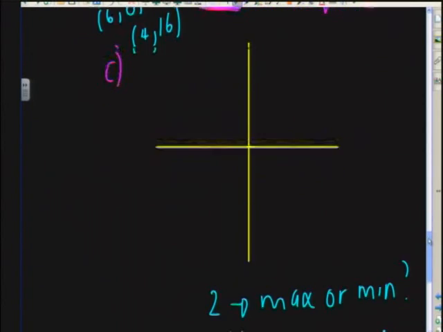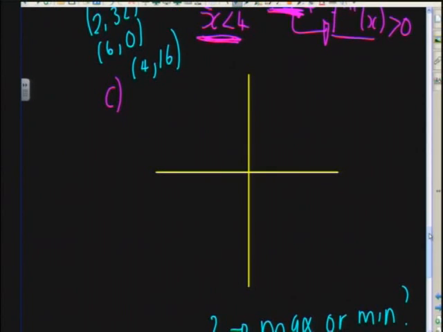Right, I'm just going to plot the points now. So we've got 2 and 32, and as I say, this is not to scale. So 2 and 32 is one of the turning points. 6 and 0 is another one. And then we know that in between there, at x equal to 4, we had our point of inflection. So we're going to have a graph that looks like this. It's going to turn at 2 and 32, and then come down and turn again at 6 and 0.